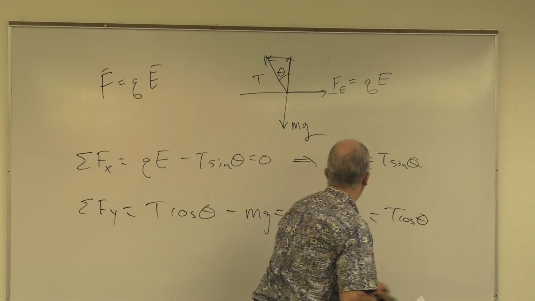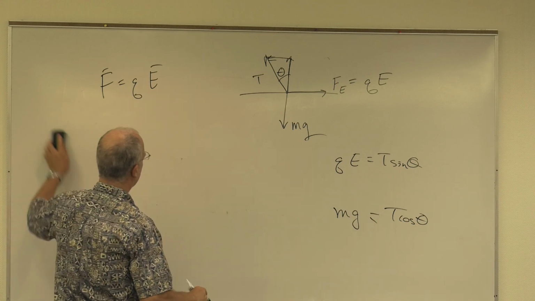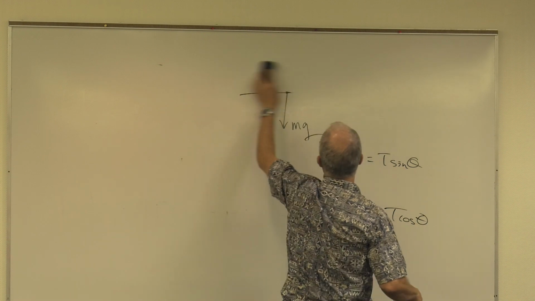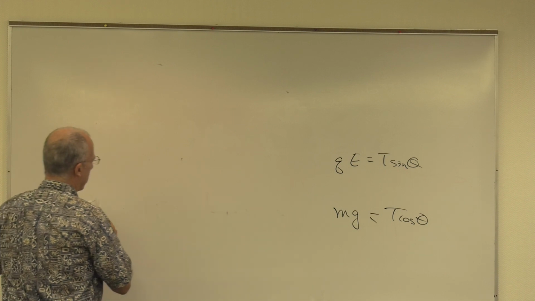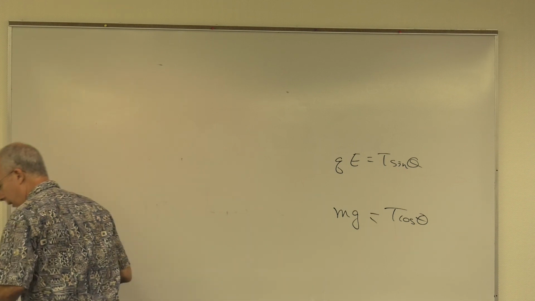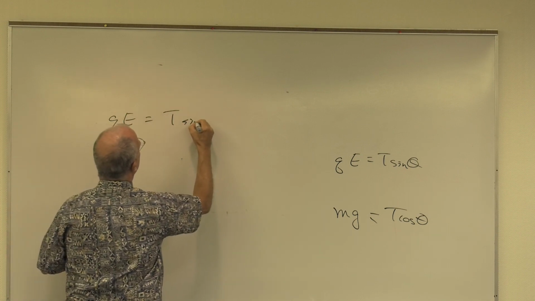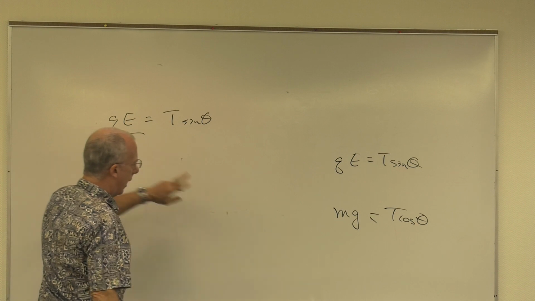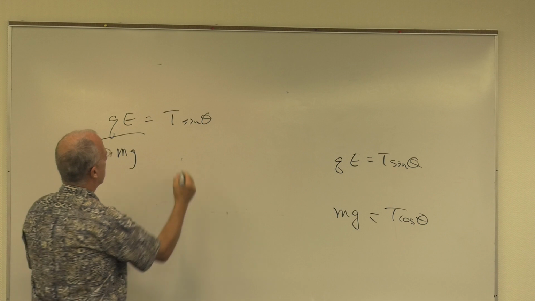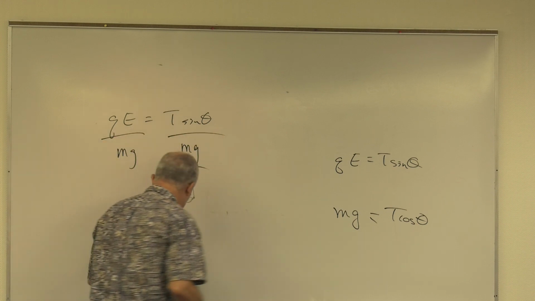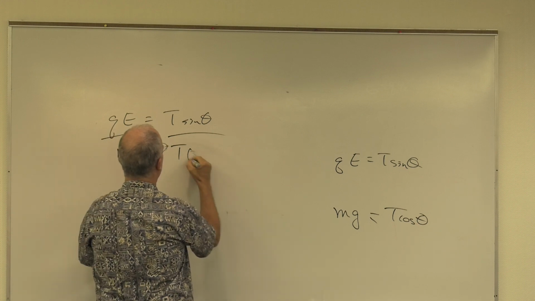Okay, so you can solve that however you wish. It's just algebra. I'll show you my method. It doesn't mean it's any good. You can solve it however you want to solve it. So this is what I would do. I would say that QE equals T sine theta. Now I'm going to divide this by mg. If you divide it on the left, you got to do it on the right. So I'll divide that by mg. But wait a second. mg equals T cos theta.